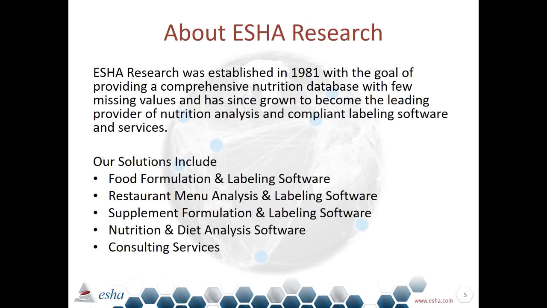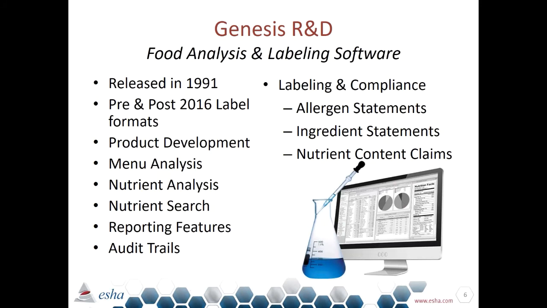For those of you who are new to ESHA Research, we've been around since 1981. We were started with the goal of creating comprehensive nutrition database, nutrient and diet analysis software. As a reminder, the program we are working in and talking about today is Genesis R&D. First released in 1991, we have continued to update this program to stay on top of changes in the food labeling world as things have evolved through time. Still, the achievements and uses of Genesis remain the same: menu and nutrient analysis, auditing purposes, as well as allergen, ingredient statement, and nutrient content claim compliance.